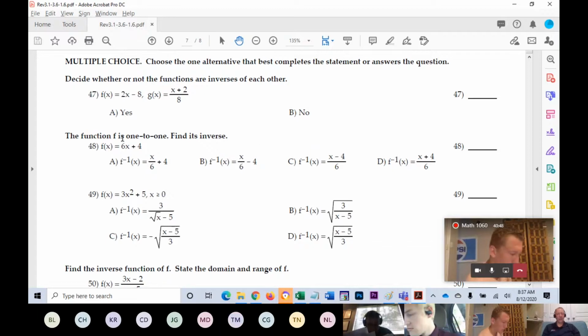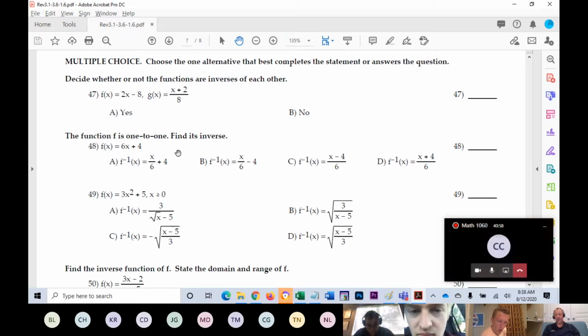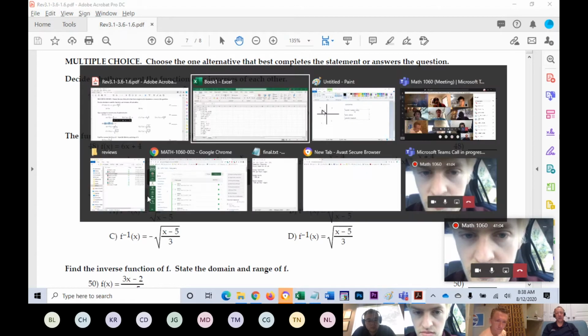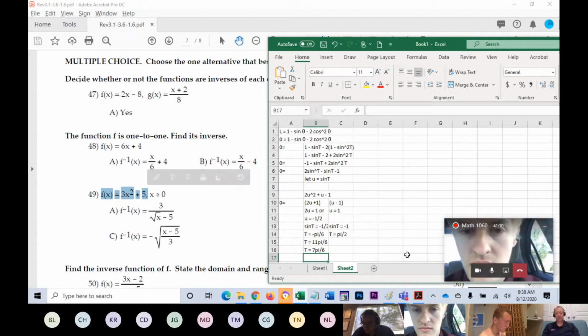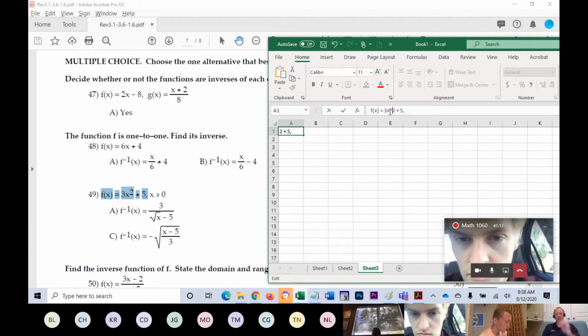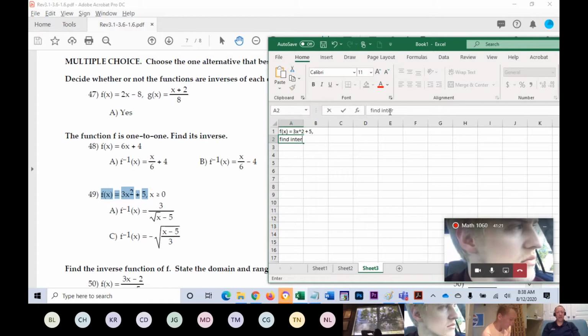I was just going to say one-to-one functions. That should be easy. That's just college algebra, right? You guys remember that just like yesterday. Okay. Let's see if I can copy this. The function is 3x squared plus 5. And it says find the inverse.